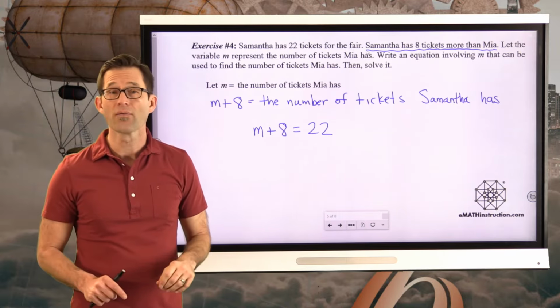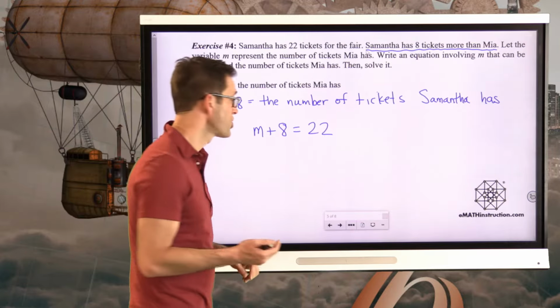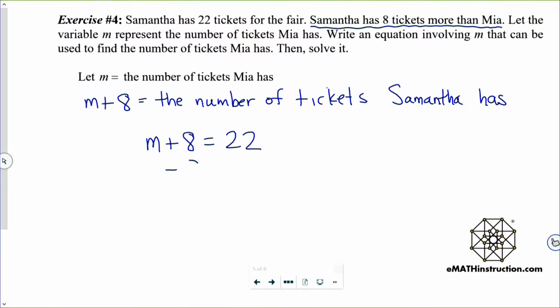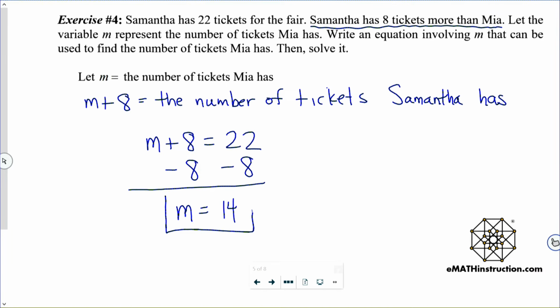And now, of course, to solve this equation, we do what we did in exercise 3. We're going to subtract 8 from both sides. That's going to isolate the m. 22 minus 8 is 14, so Mia must have 14 tickets.